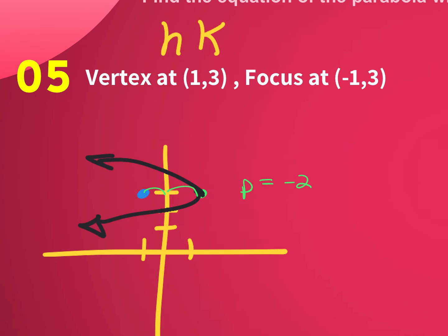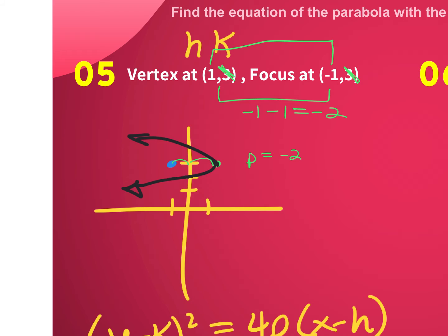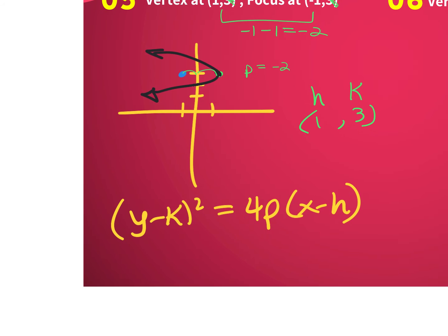The other way is to do the distance formula here, or subtract the vertex and the focus. I don't use the ordered pair that is the same, or the part of the ordered pair that's the same. So all I have to do here is -1 minus 1. So this minus this, and that's how I get the -2. Either that or just count the little spaces. So now that I have the p-value and I've got my h and my k, I'm going to plug that in. So my h is 1, my k is 3. That was my vertex.